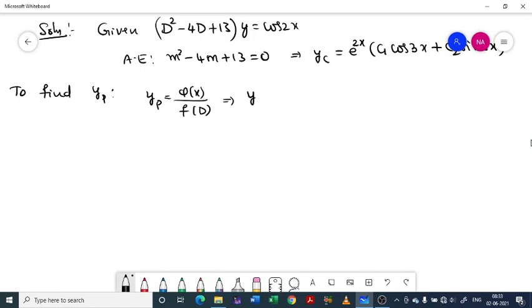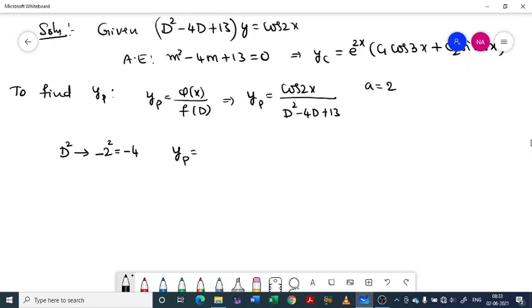That implies yp equal to cos 2x divided by D square minus 4D plus 13. So here a is 2. Now replace D square by minus 2 square, that is minus 4. You will be getting yp to be cos 2x divided by, D square that is minus 4, minus 4D plus 13.